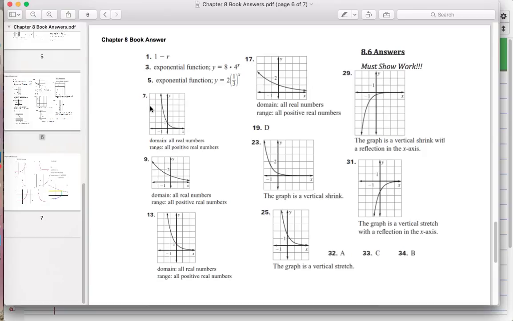That means on Monday we will have our quiz over sections 8.5 and 8.6. Can you graph exponential growth and exponential decay equations and do some of those word problems like we've done with investments or decay?